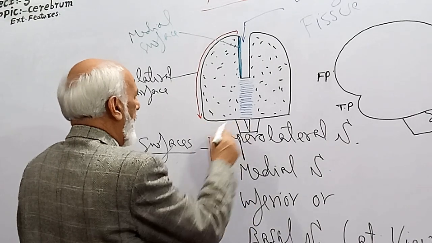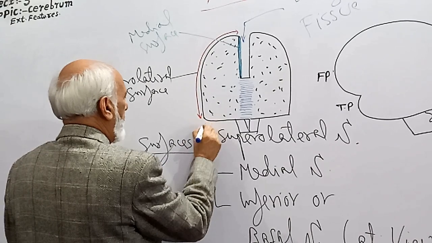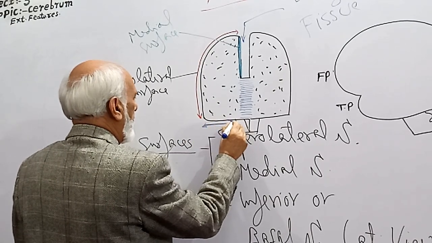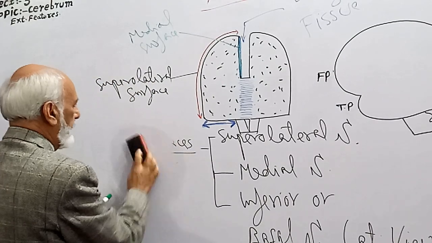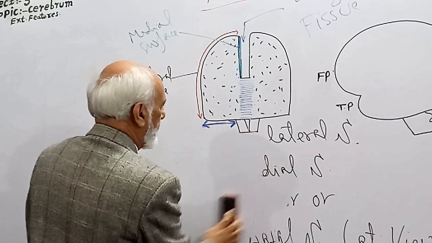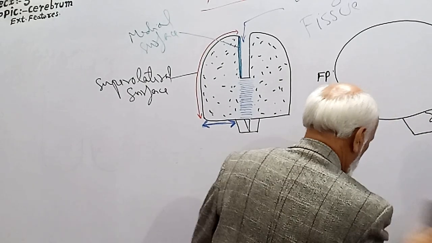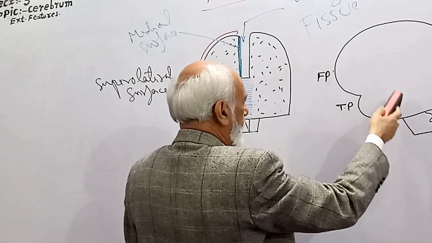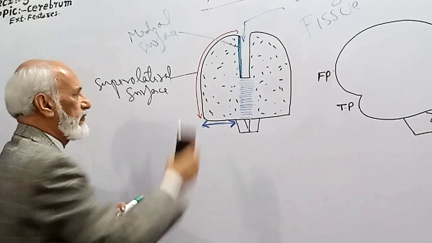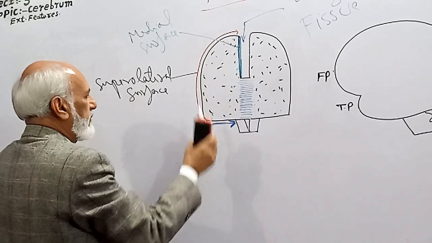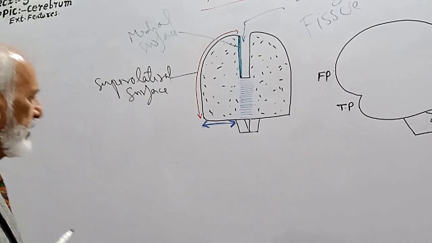Then there is inferior or basal surface. From here up to here, this is inferior basal surface of cerebral hemisphere. Thus, this diagram shows the supralateral surface of cerebral hemisphere. In this diagram, you can see all the three surfaces, the supralateral surface, the medial surface, and the inferior surface. Now we will go into a little detail about the inferior surface of each cerebral hemisphere.